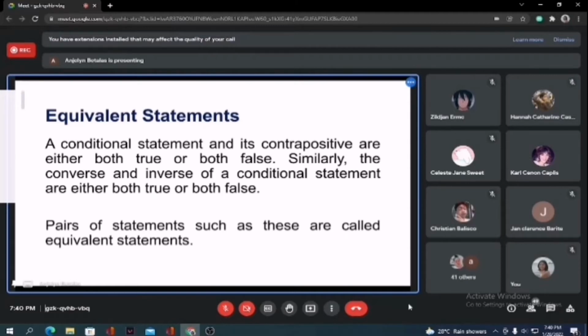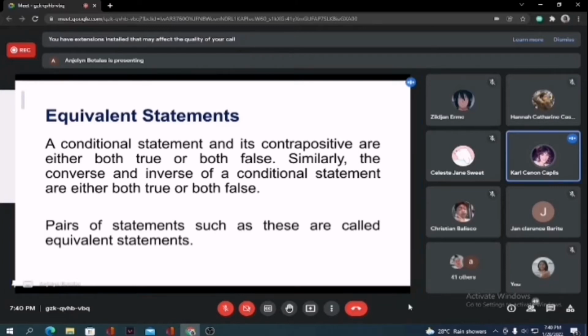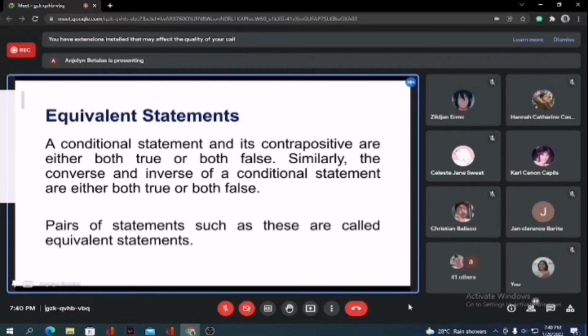So in your answer sheet, you were asked to find equivalent statements. One answer is the conditional and the contrapositive. You don't need to write that. Then the other answer is converse and inverse. So you will just say, conditional and contrapositive statements are one of the equivalent statements. The other one is converse and inverse.